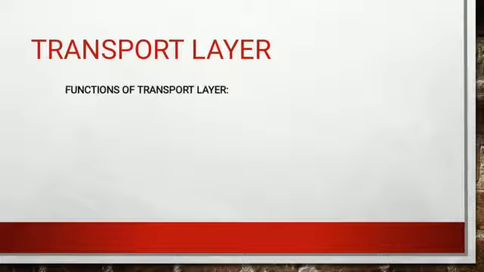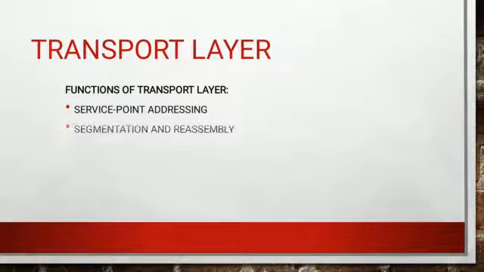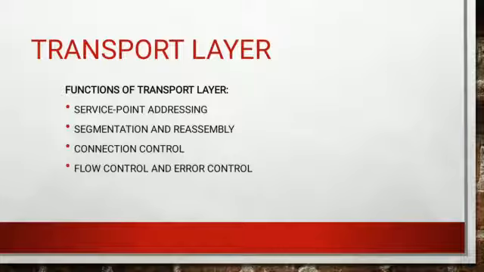Now coming to the functionalities of transport layer. So what are the functionalities of transport layer? First one is service point addressing and segmentation and reassembly. So this is also the functionality of transport layer. Connection control. So two different types of connections are there. One is connectionless, another one is connection oriented. So that will be taken care of by this transport layer. Flow control and error control. So flow control means to control the flow from a fast sender to a slow receiver, and error control means to avoid the errors while transmitting the data.